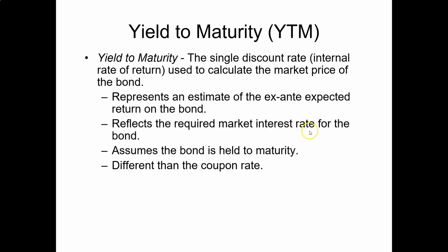Generally, the market interest rate will determine the yield to maturity for a bond. If we have the market price of bond different from the face value of the bond, then likely the yield to maturity of this bond will be different from the coupon rate of this bond.